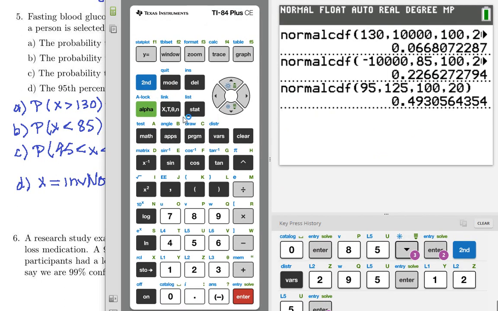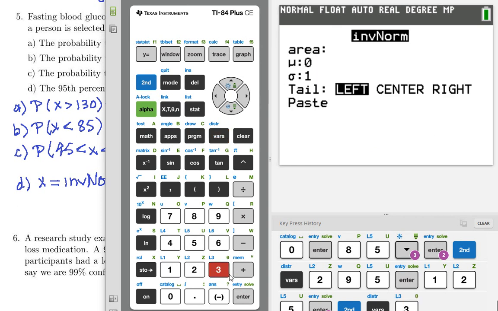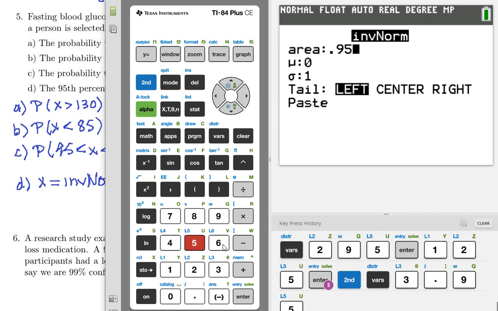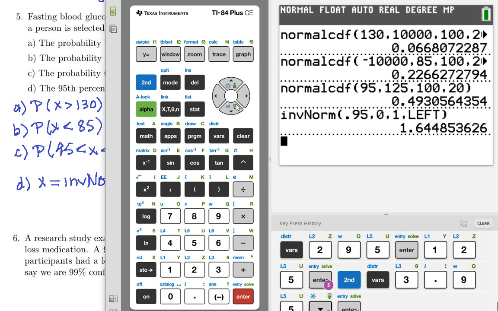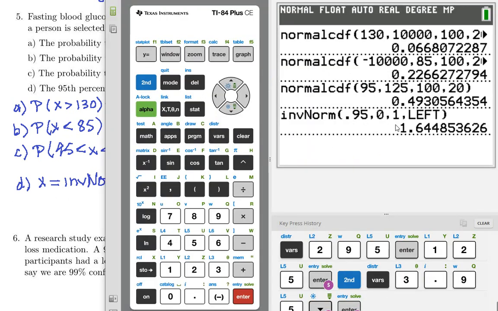So let's compute that. Second variables, inverse norm number 3. Area is left area, 0.95. Ours is left. It's area to the left, 0.95. You could do 0.05 and mark right area, because the top 5% is the 95th percentile. So it's another way to state the problem. We'll come down here and paste. So 1.6448, 1.645 is, oh wait, I'm sorry. We did 0 and 1. That's a z-score of 1.645.